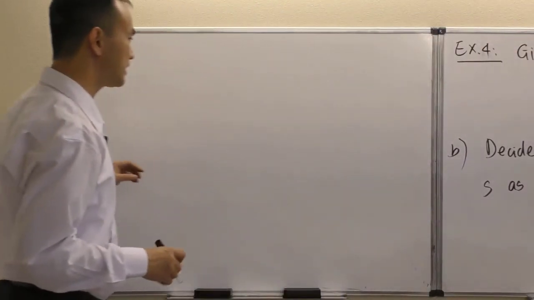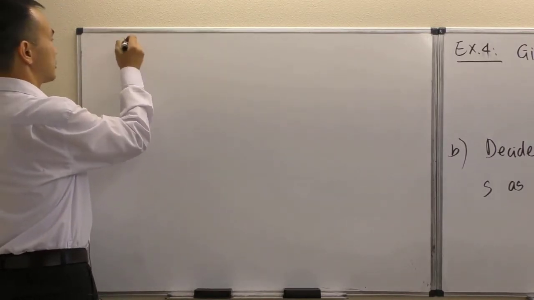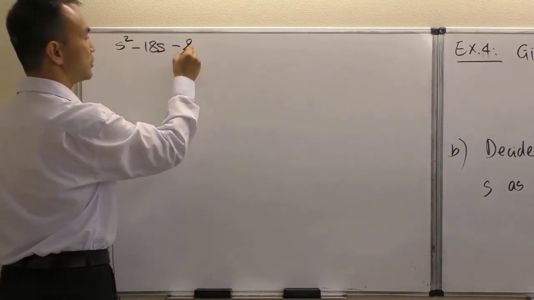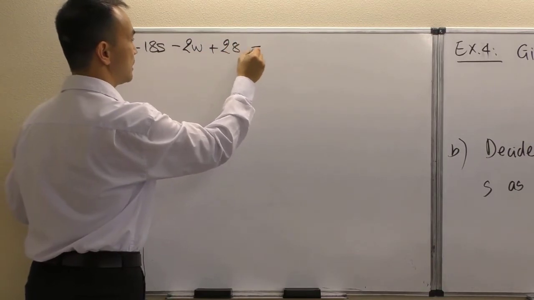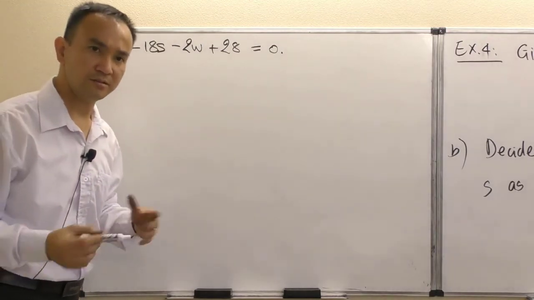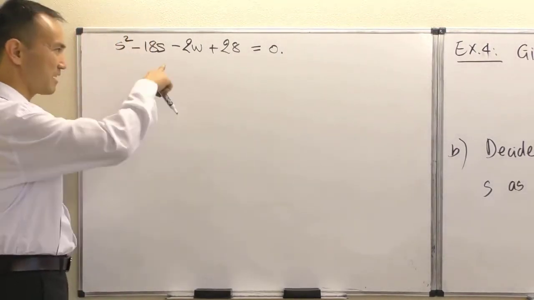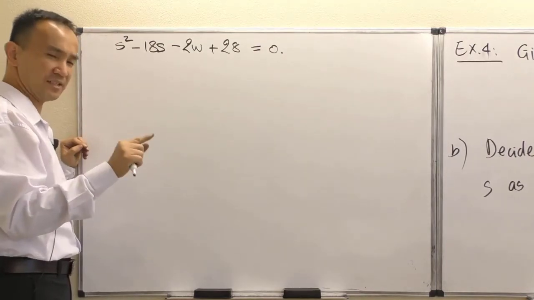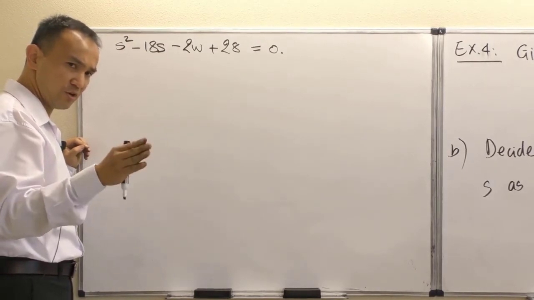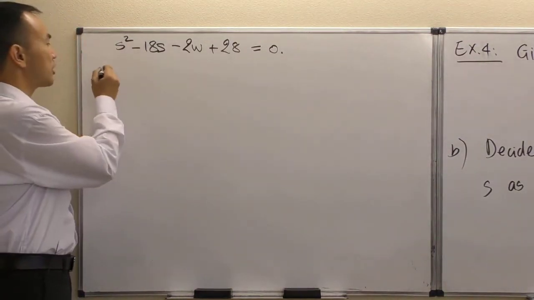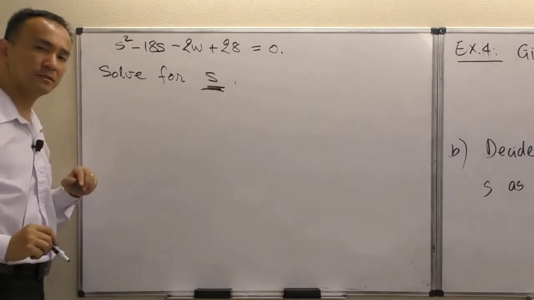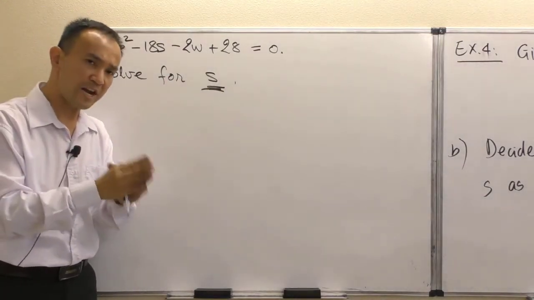All right, so now on this board, the starting equation was S squared minus 18S minus 2W plus 28 equals 0. This time we want very similar work. From that equation, our goal is to express S as a function of W. We want S to be the dependent one and W the independent one. So we need to solve for S, because S is the dependent one.